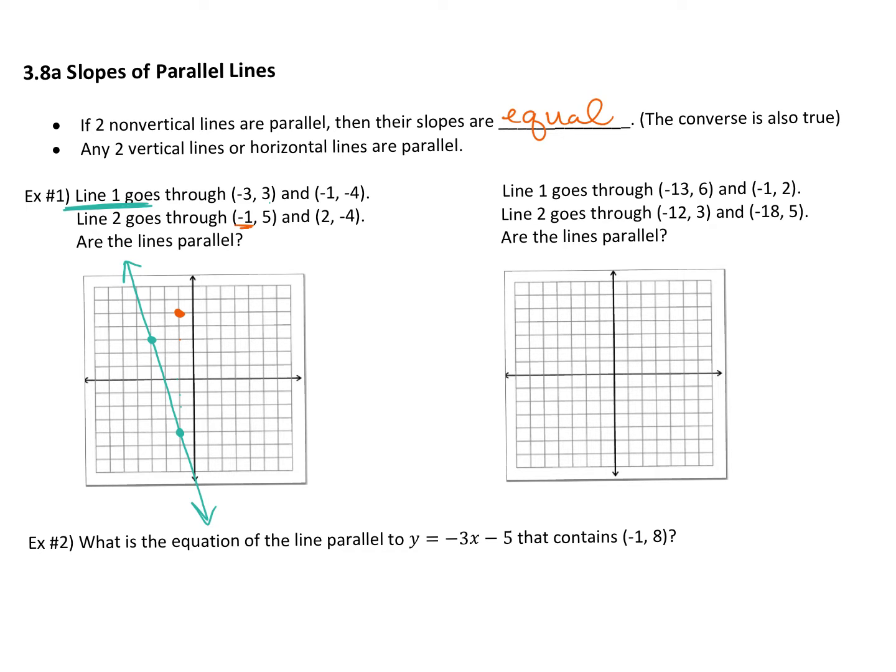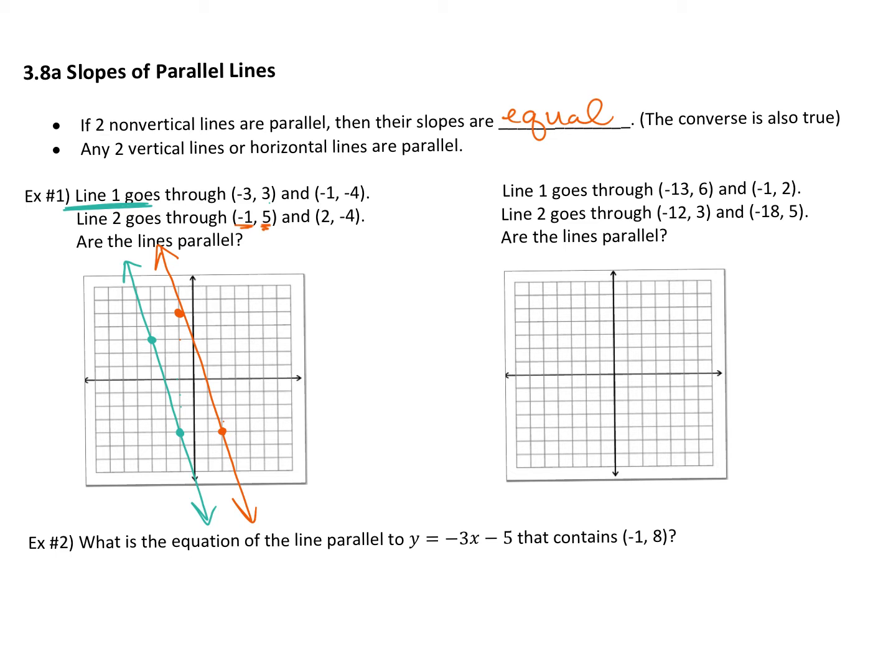So this is your X value, this is your Y value. So 2, negative 4 rather, goes 2 to the, what direction? 2 to the right, it's positive, and 4 down. So 2 to the right, 1, 2, 3, 4 down is that, and then you draw your line in. So the question is, are those lines parallel?